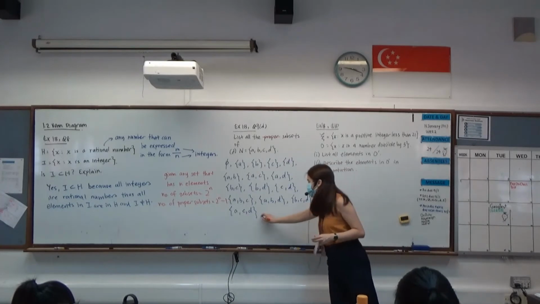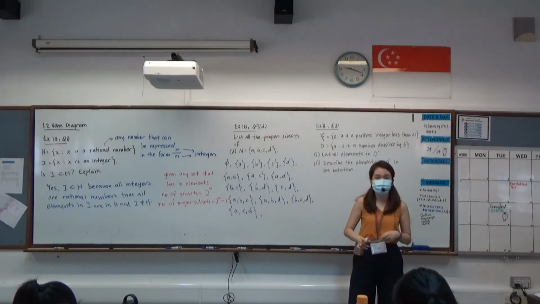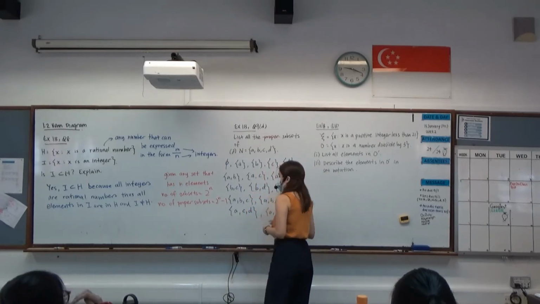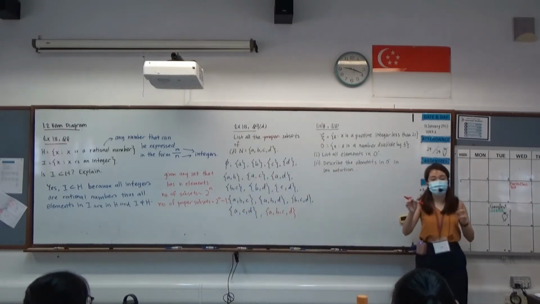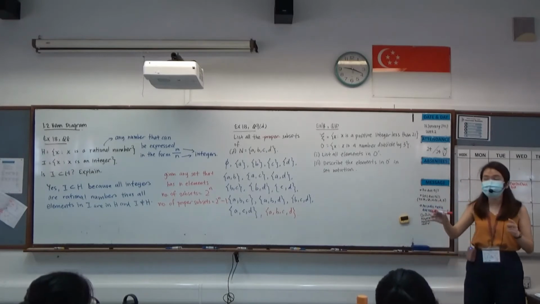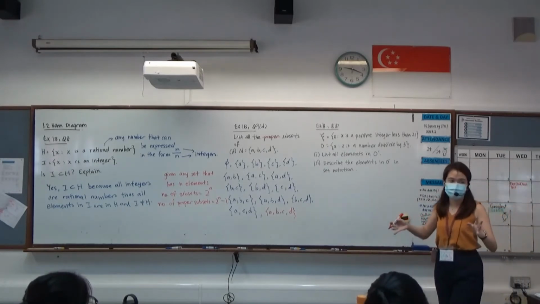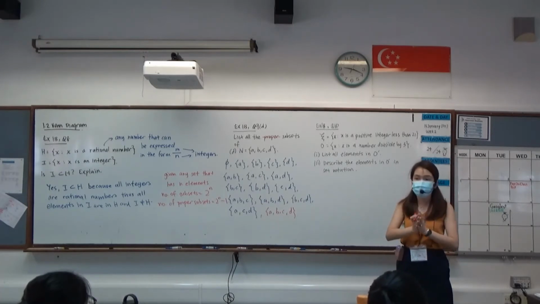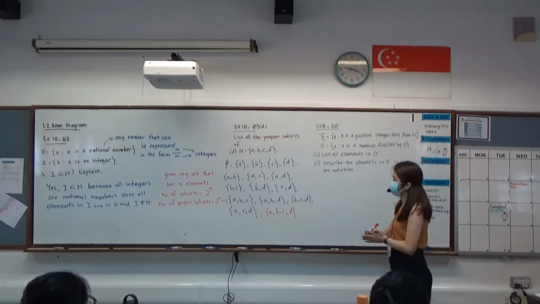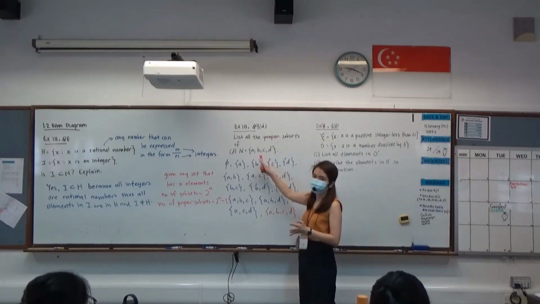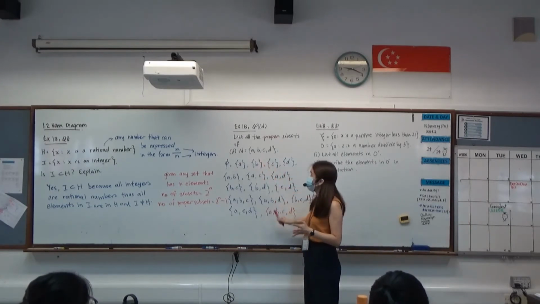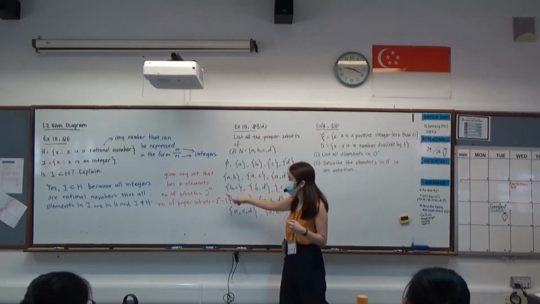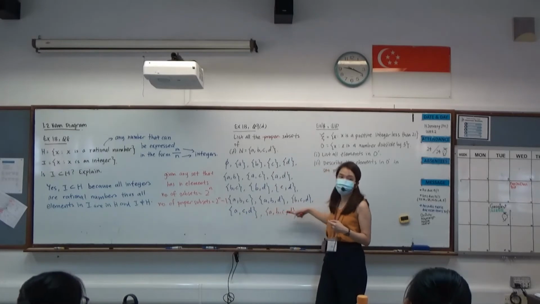What will be the last one? A, B, C, D. Okay? Why would it be A, B, C, D? Because when we talk about subsets, the difference between subset and proper subset is that in a subset, there is that possibility that they are equal, right? So therefore, ABCD is equal to ABCD itself, and that is a subset of the set that we have. So that's why for proper subsets, we always remove this one.